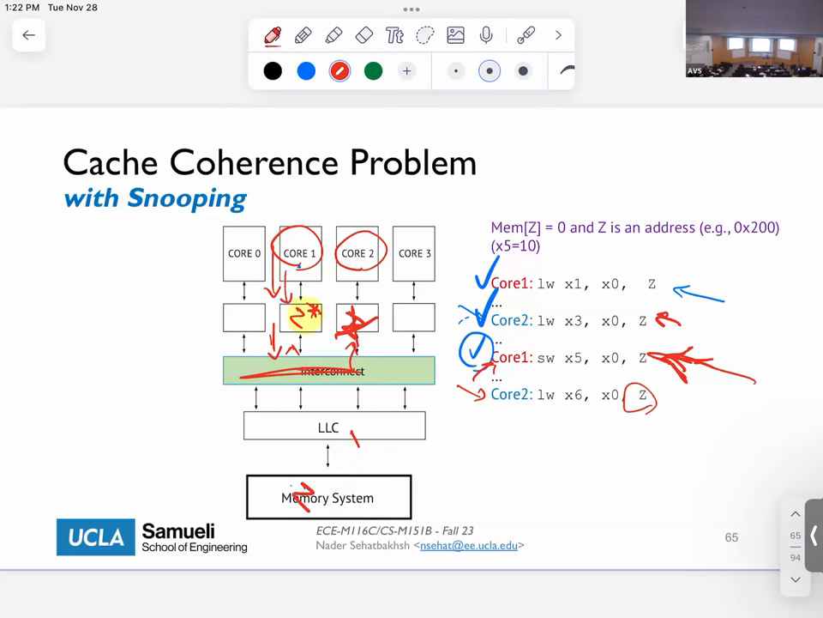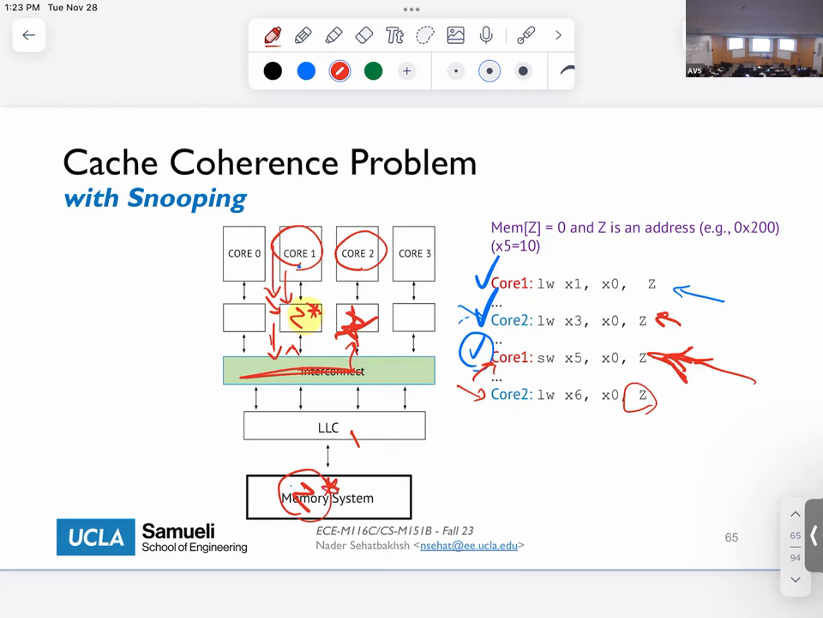Do I need to update my memory at the same time or not? And that's the story of write back versus write through. If I had the write back strategy, I just update my local copy. I don't tell anything to my main memory. If I had the write through strategy, then I have Z star here and Z star here at the same time.